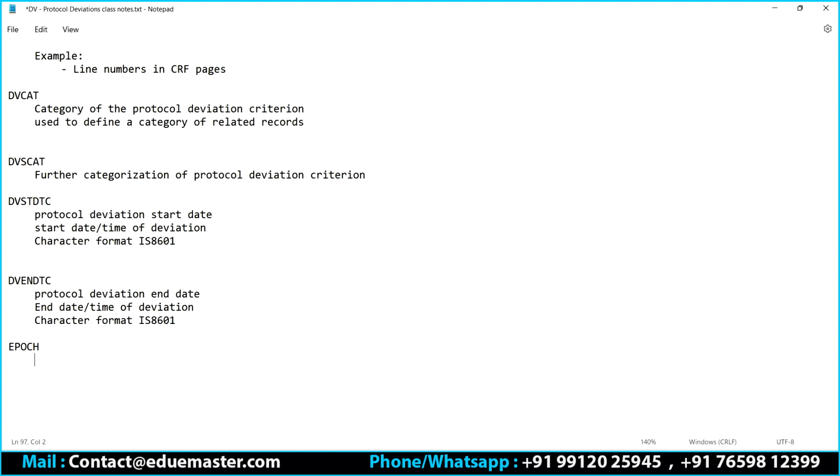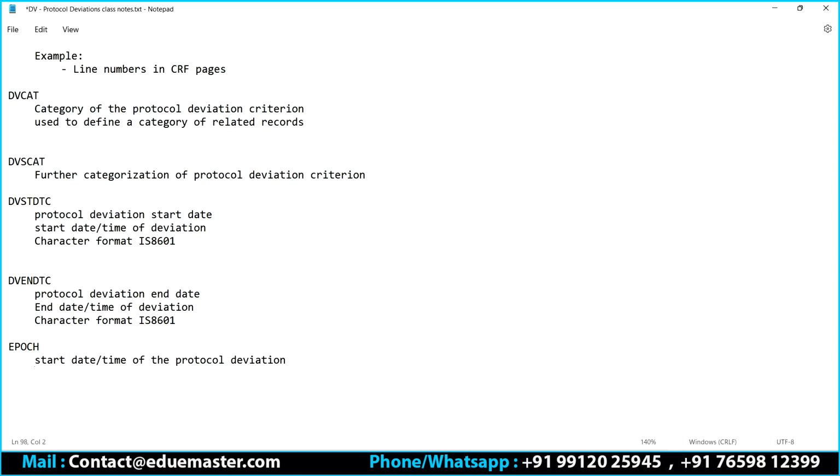What is epoch? It is going to be the start date or time of the deviation. When this deviation happened, when this protocol deviation happened, that is what we are going to write. Simply, you can say it is during what phase of your trial it happened. What phase of your trial it happened.